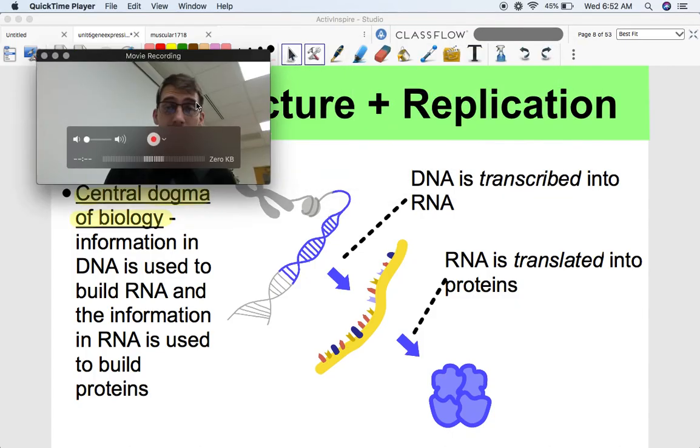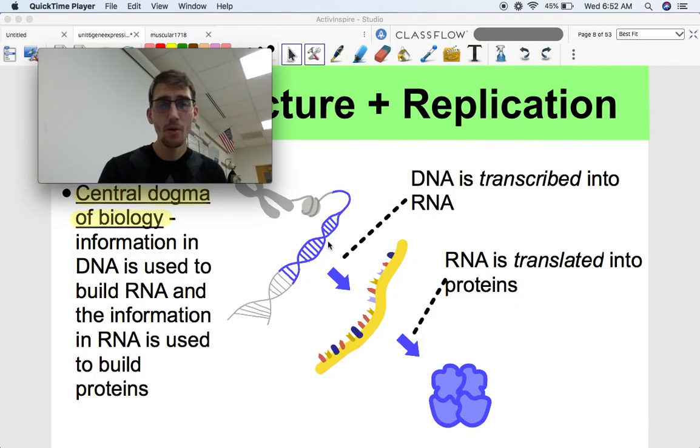So what's going to happen here is that a cell will take a gene, which is just a short segment of DNA, open up the DNA, and transcribe it into this messenger molecule called RNA. That process is called transcription, and then the RNA is sent out of the nucleus, and it carries a message, a code, in order to build proteins.